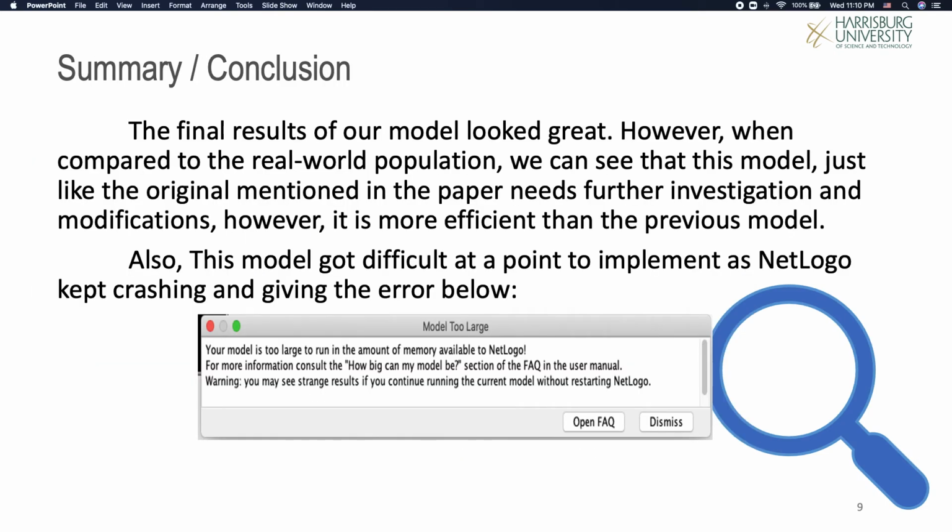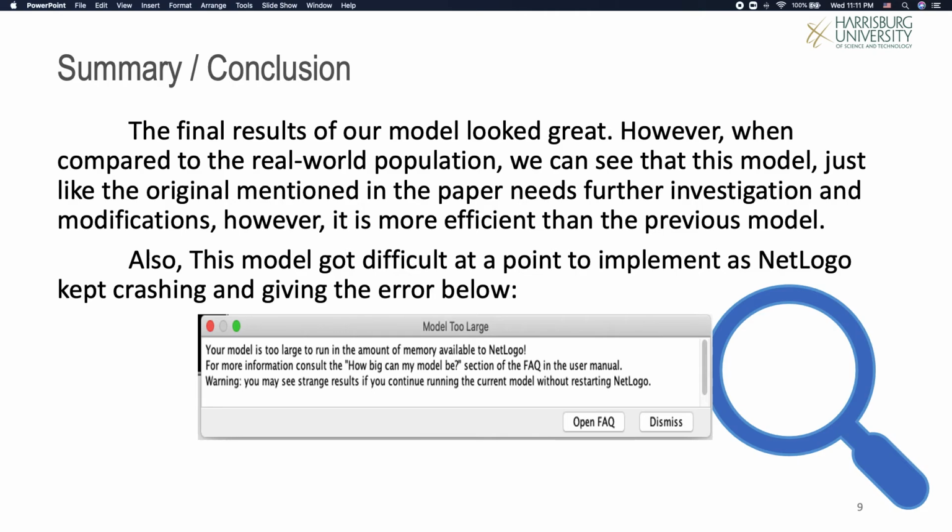Now, of course, the final results of our model looked great. However, when compared to the real world population, we can see that there are still some differences, meaning we need more investigation and modification of this model to make it much more efficient. However, we believe this model is more efficient than the one that was introduced in the paper.